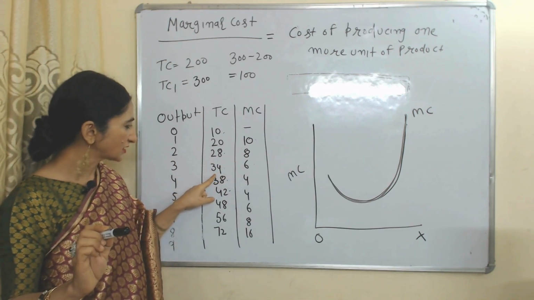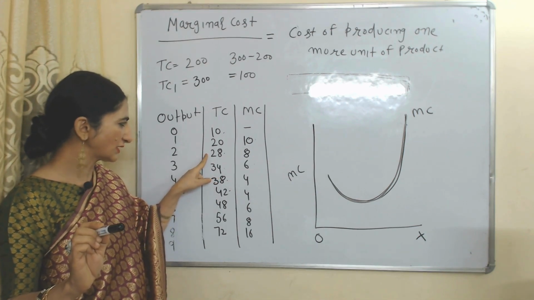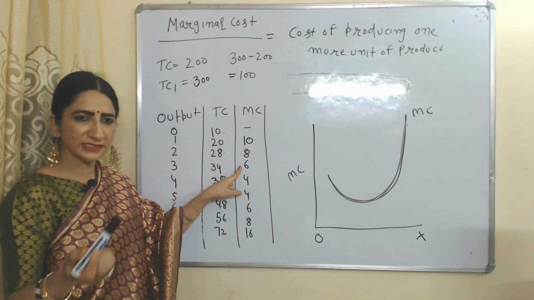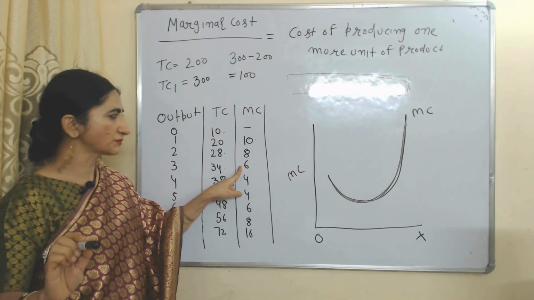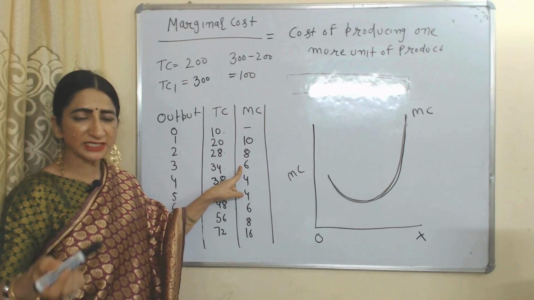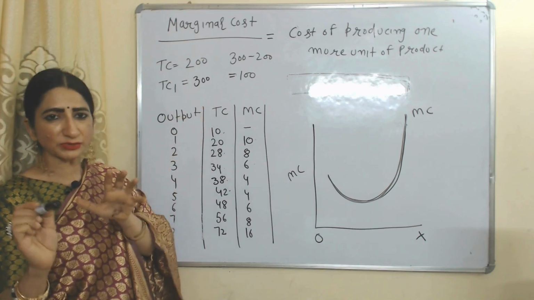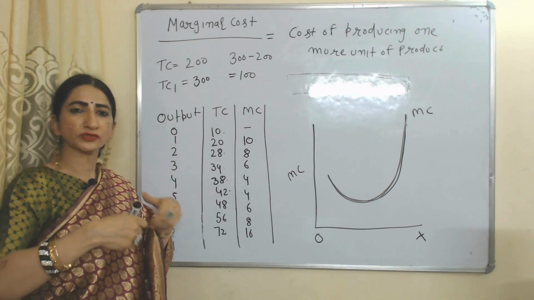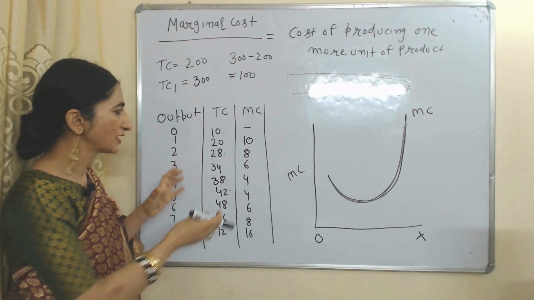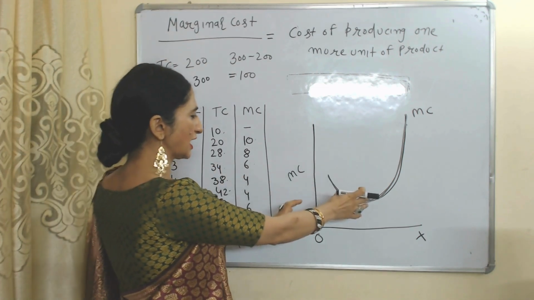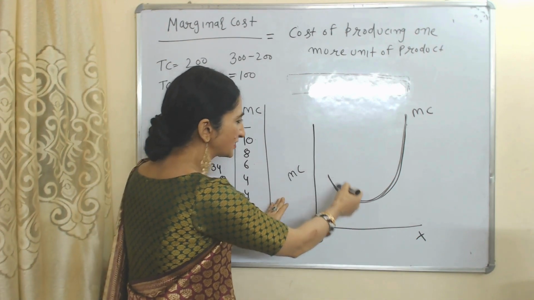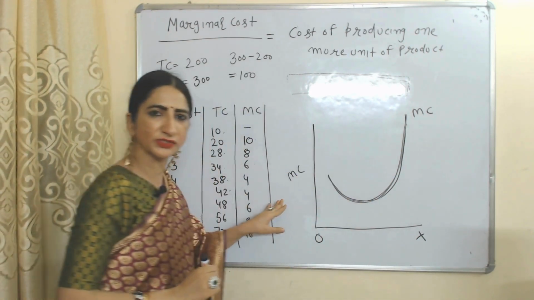After that, 34 minus 28 is equal to 6. This 6 will be called our marginal cost, because marginal cost means the change in total cost after producing one more unit of product. That's why we can say the marginal cost is the cost of producing one more unit of product. When we convert this table into a diagram, we will receive this, and this curve represents our marginal cost curve.